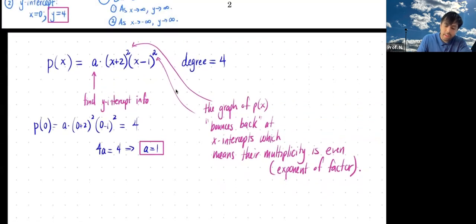So then what's my final answer? My final answer is that P of x equals (x plus 2) squared times (x minus 1) squared.